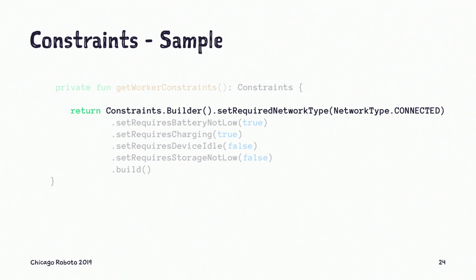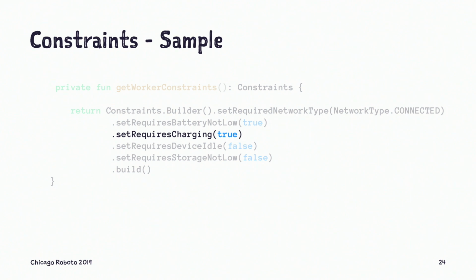There is a constraints class and you have a builder on it. You say set required network type. I say it should be connected to the internet. Set requires battery not low to true. What this tells the work manager is, if the battery is low, then your job will not be executed at that point of time, but at a later point wherein the battery is much higher.